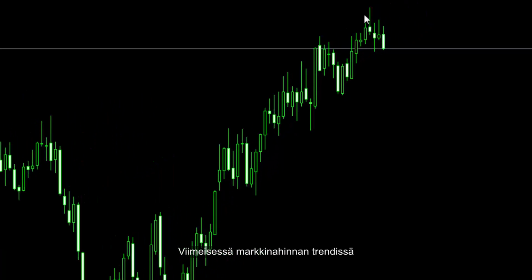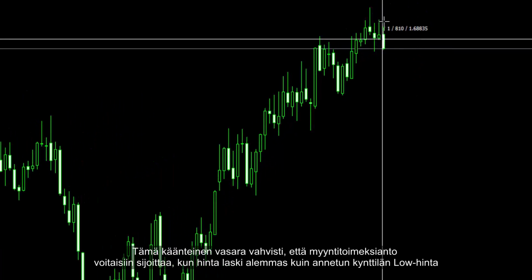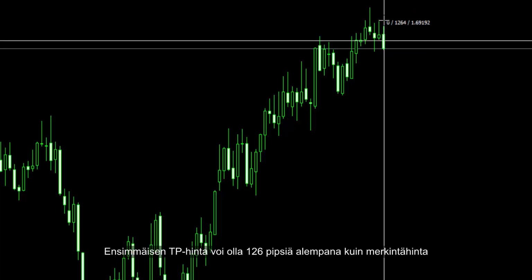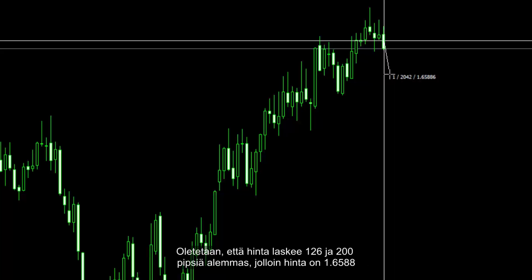On the last trend of market price, an inverted hammer formed after a hammer candle. Thus, this inverted hammer confirmed that a sell order could be placed after price declined lower than the low price of a given candle. The first TP price could be 126 pips lower than the entry price. Second TP price can be considered with the distance between the high price of a hammer candle and the entry price. It is assumed that price will decrease 126 and 200 pips lower.